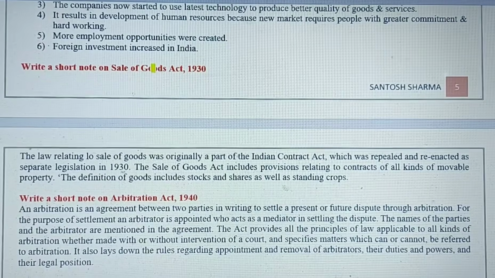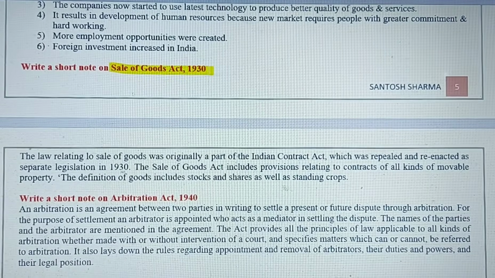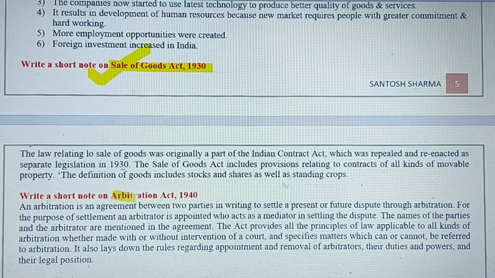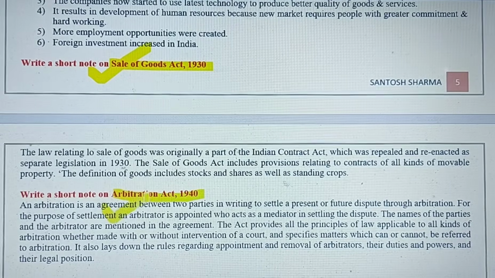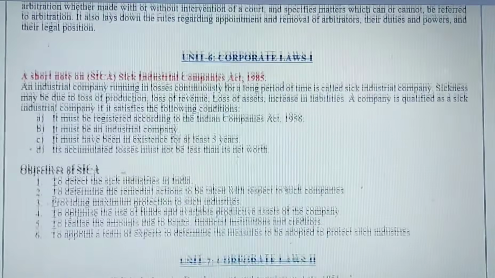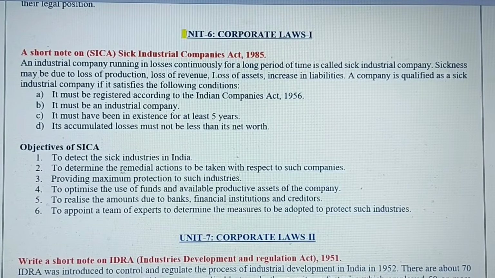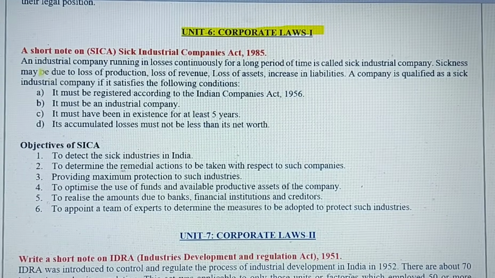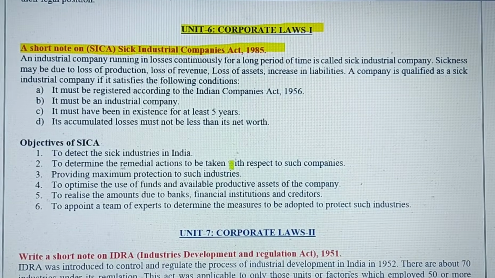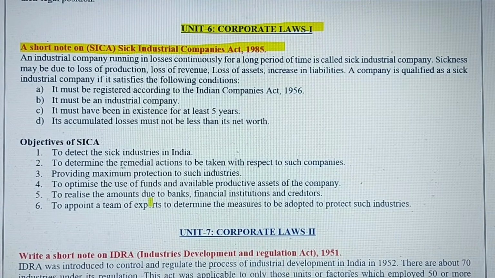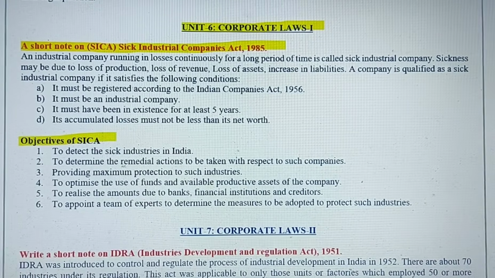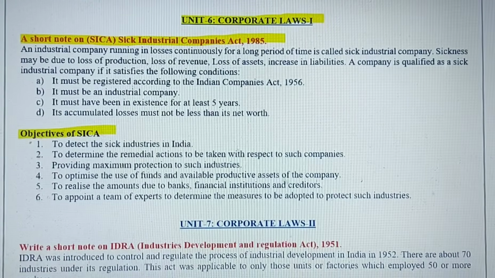Fine. A short note you can work out on Sale of Goods Act 1930, a very old act, and on the Arbitration Act 1940. Both these acts were framed during the British rule, so still now they are very popular. From Unit 6, Corporate Laws, Part 1, here you can get a short note on SICA, Sick Industrial Companies Act 1985, which was created to improve the condition of sick industries, and what were the important objectives of this act.